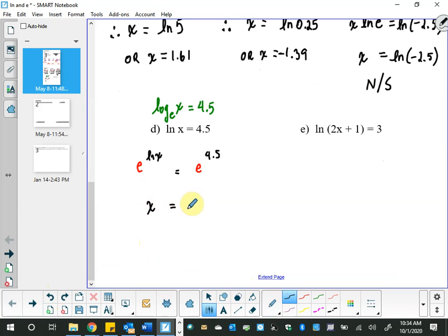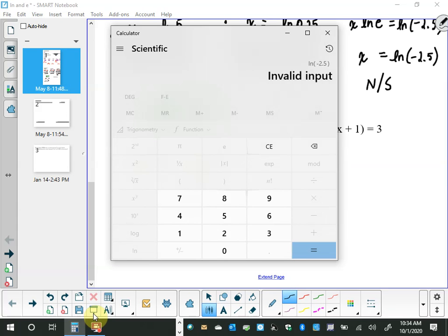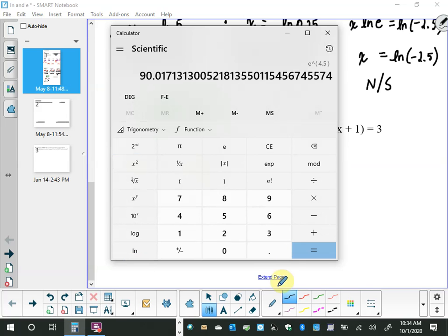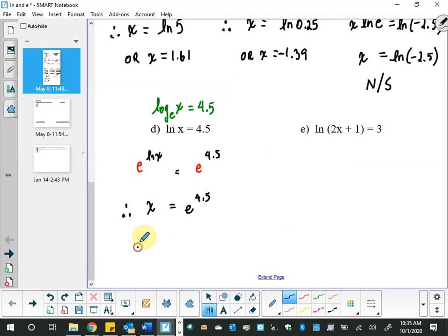And if you're at a school that doesn't let you use a calculator, this is your answer. We aren't there yet, so I can take 4.5, input it in, find my exponent e button, which is this guy, and get 90.02 if I'm rounding to 2 decimal places. Same thing, only more of it.